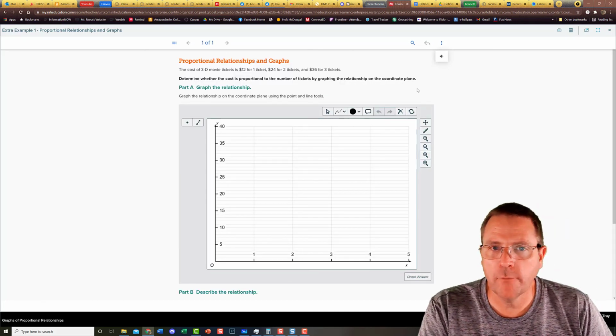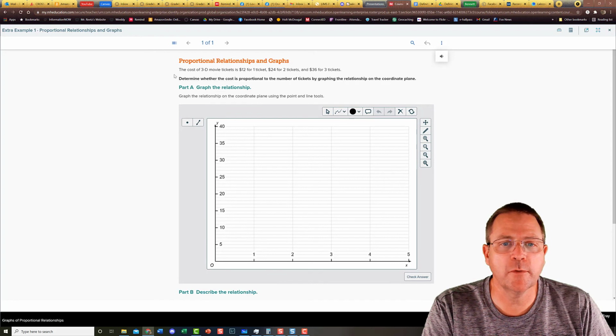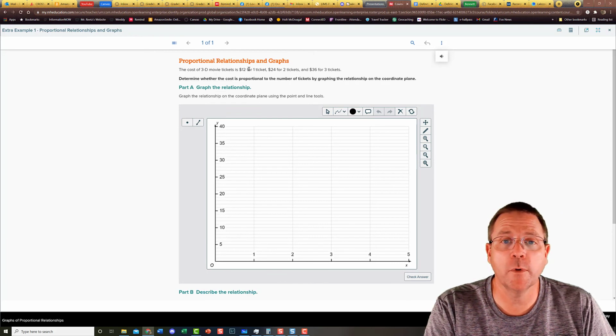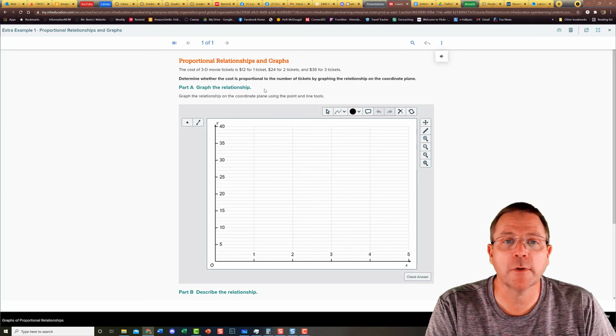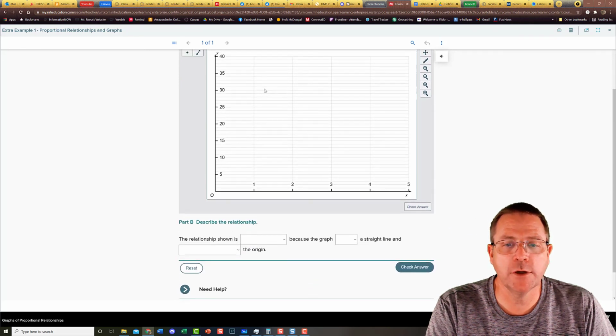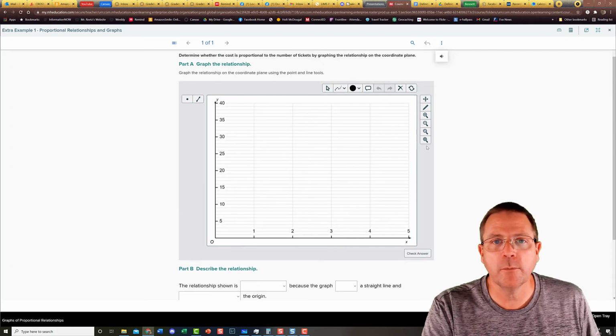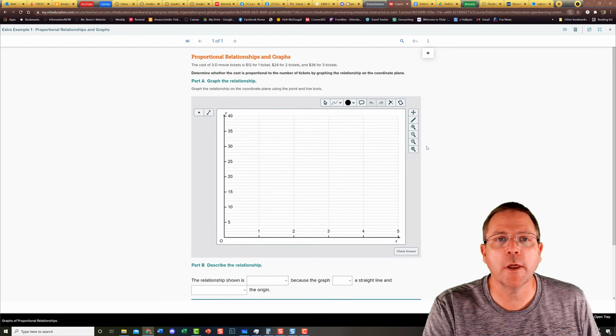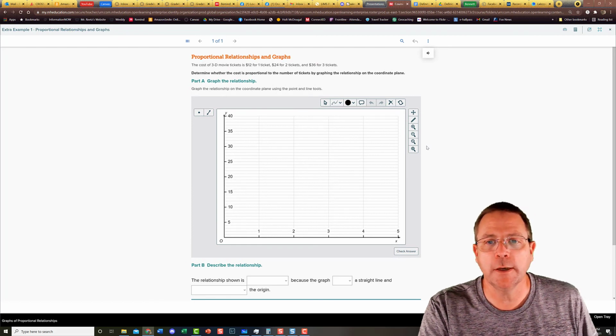Once again, I would like for you to pause the recording and work this problem. The cost of 3D movie tickets is $12 for 1 ticket, $24 for 2 tickets, and $36 for 3 tickets. You're going to graph the information. After you graph the information, you're going to answer the questions below here. Go ahead and pause the recording, and I will make it a little bit smaller in case you don't have access to it online, so you can see everything you need to know.